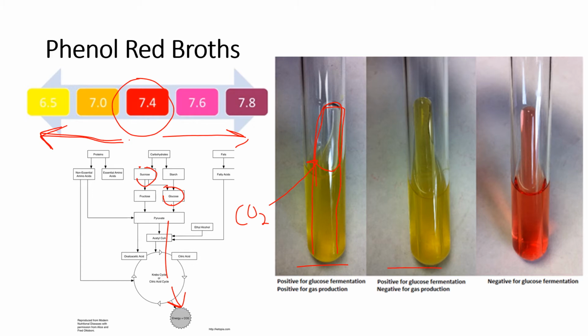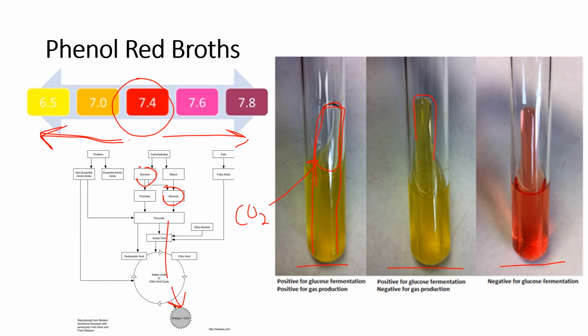This tube turned yellow, so it is positive for the sugar metabolism, and there is no bubble in the tube, so it is negative for gas. This tube remained red, so it is negative for acid production.